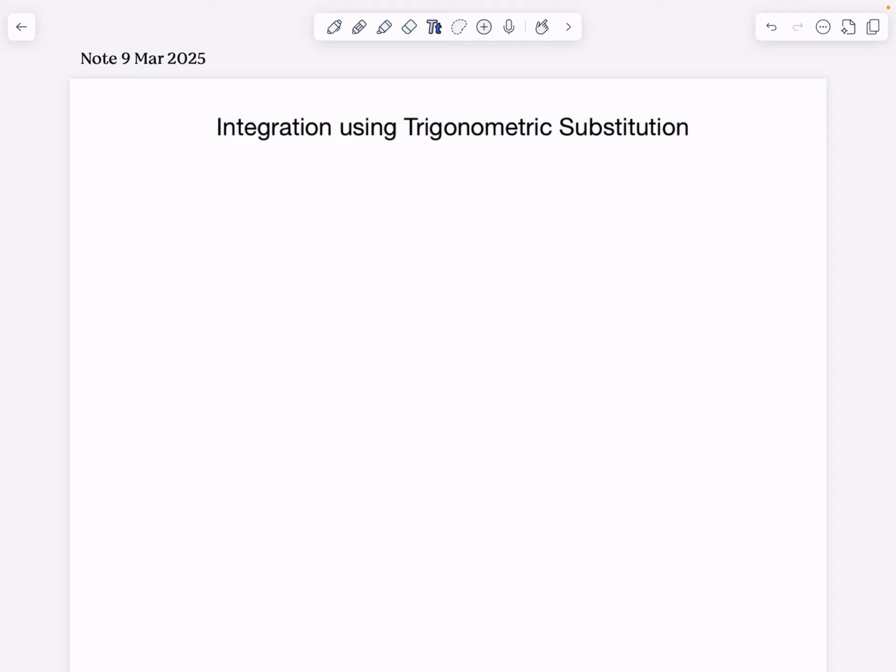Well, integration using trigonometric substitution. And this one, we're having algebraic integration, and we're going to convert it to trigonometric substitution to make it easier. But for this one, there are three forms that we can substitute or convert to trig functions.